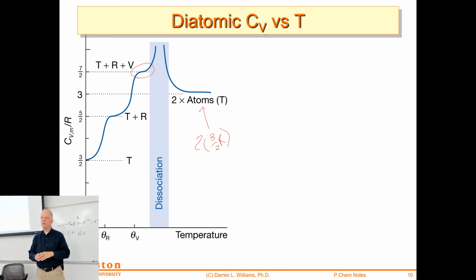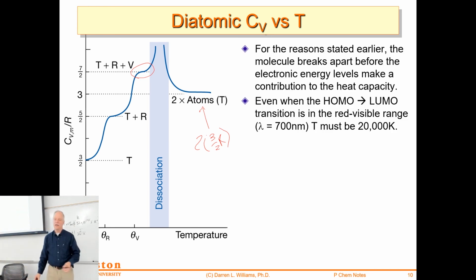And now you have a separate situation. You don't have rotation, you don't have vibration, you have free atoms. So now you have 2 free atoms. Each one of those has a 3/2 NR. So it's 6/2 NR, or 3 NR. And so you get up here, adding in this vibrational component, and then it dissociates, and then you end up with 2 free atoms. So that's what happens if you were to try to excite the electronic portion and store energy.